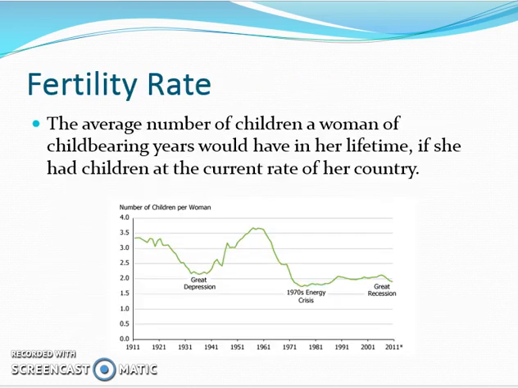Now, anytime you hear the word fertility, it's generally going to refer to the ability to bear children. And fertility rate, therefore, is the average number of children that a woman of childbearing years will have in her lifetime. And that number, as you can see from the chart there, has gone up and down pretty dramatically through history. And there are a number of factors related there.